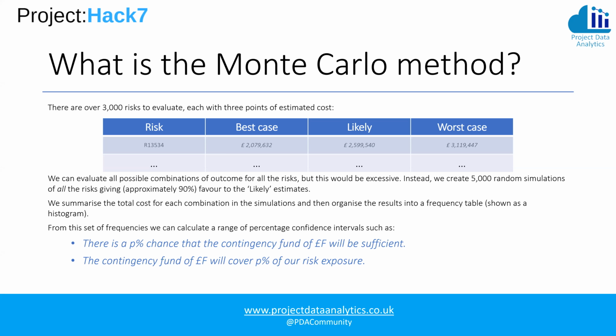Now, in these random simulations, the likely outcome in the middle there is favored by a factor of 90%. It's not a uniform distribution. We'll summarize these total costs for each combination. Again, look at the range of percentage confidence intervals, and we will be able to address statements like there is a P% chance that the contingency fund of F will be sufficient, or conversely, if we have a contingency fund of F, it'll cover P% of our risk exposure.